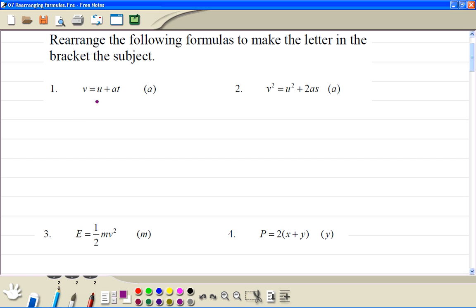So we write the right hand side on the left, so it's u plus at is equal to v. Then we subtract u from both sides, we get at is equal to v minus u. Now we divide both sides by t, so we get a is equal to v minus u divided by t.